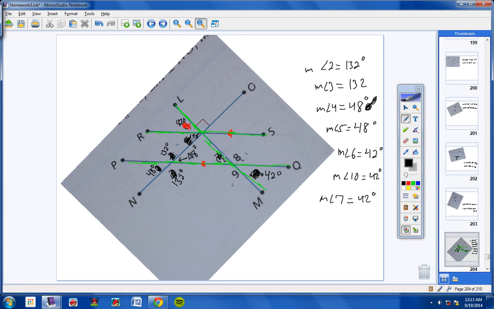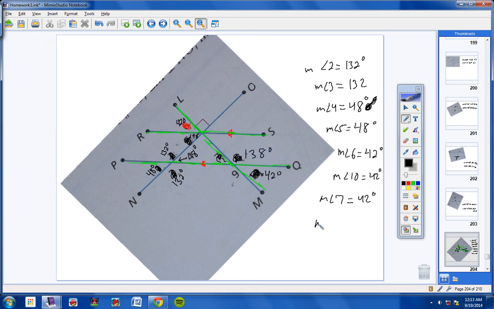And then look, we have a linear pair. Here's a straight line with a line coming off of it. And so angle 8 and this angle here are supplementary. So if this is 42, then this has to be 138 degrees.